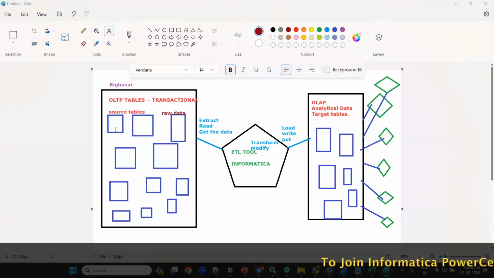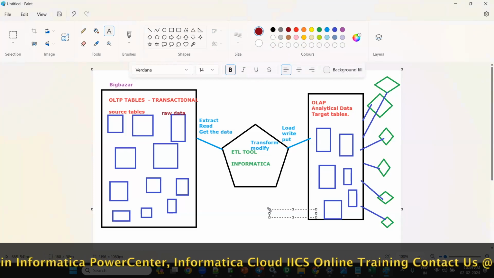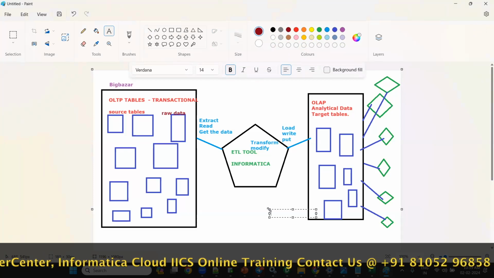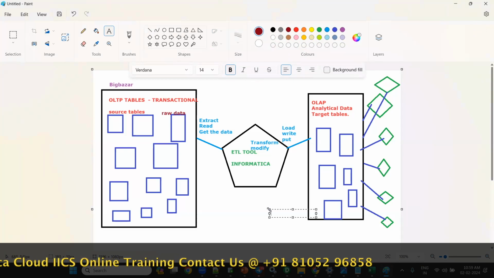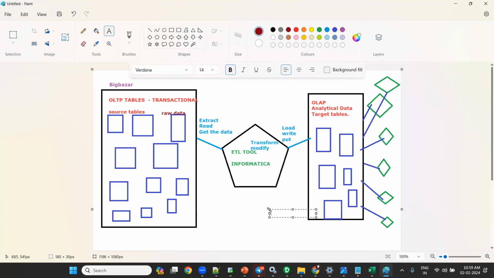Okay, I want to construct a building. In simple terms, I want to construct a building. What will I do? I will give the raw material, correct? Will I give the raw material to the contractor? Everyone, my project is what? See, I have Big Bazaar. My requirement is to generate the business reports.